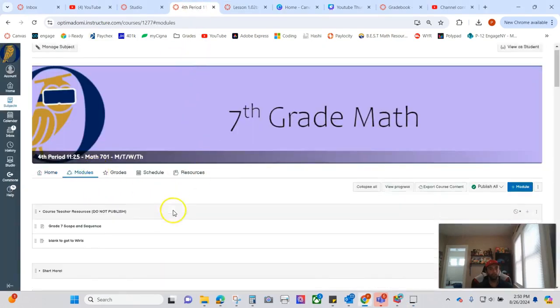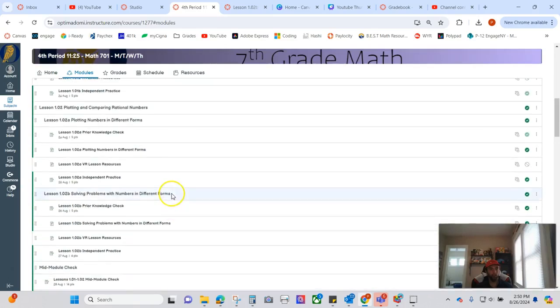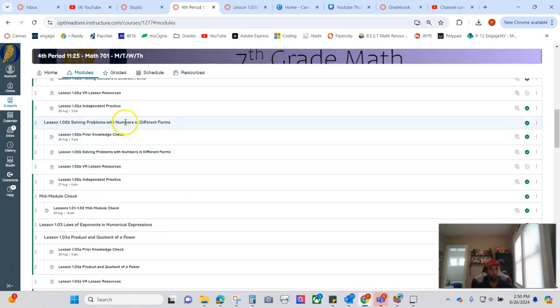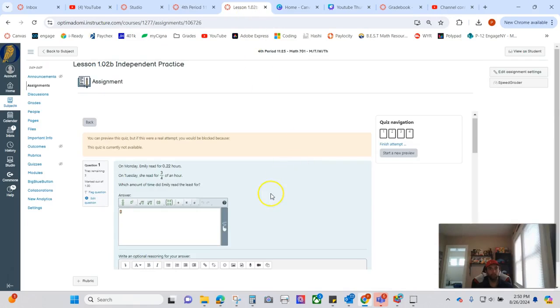Comparing rational numbers. Let's find that homework. Solving problems with numbers in different forms. That's the name of this lesson.